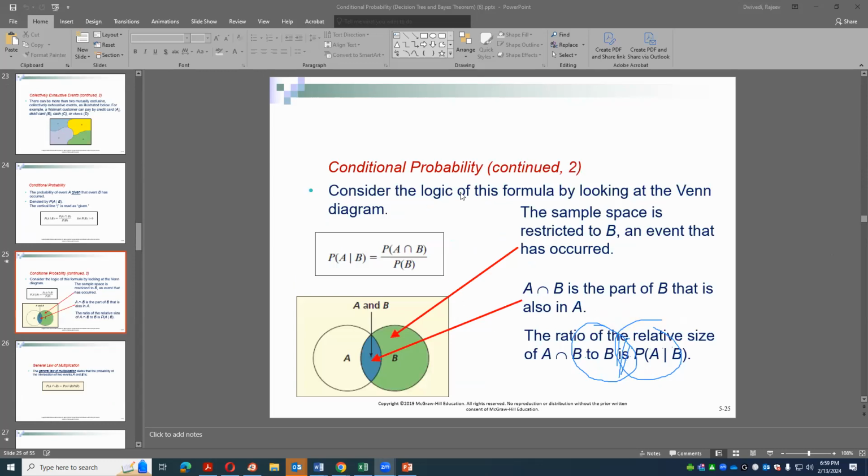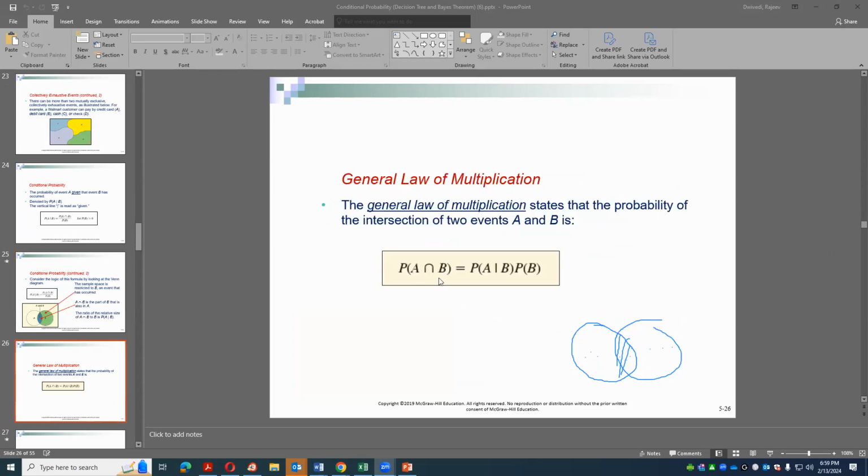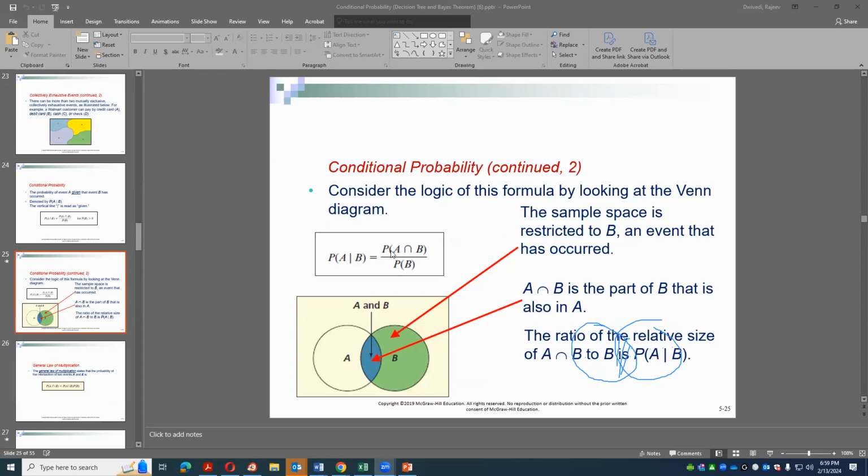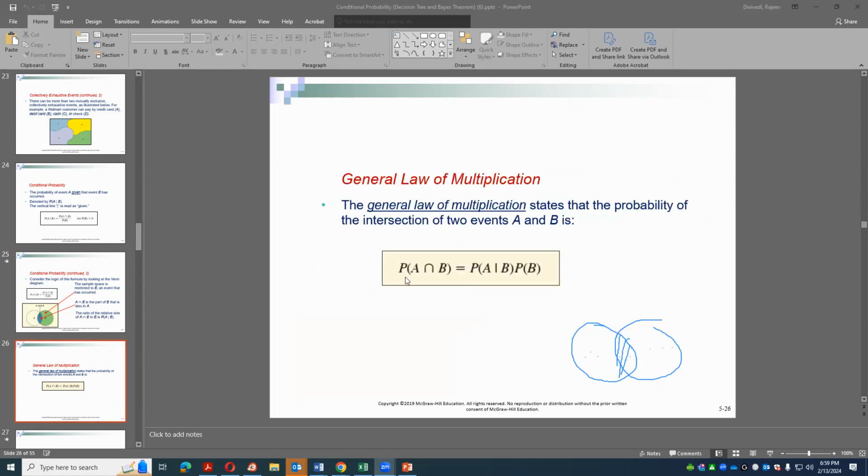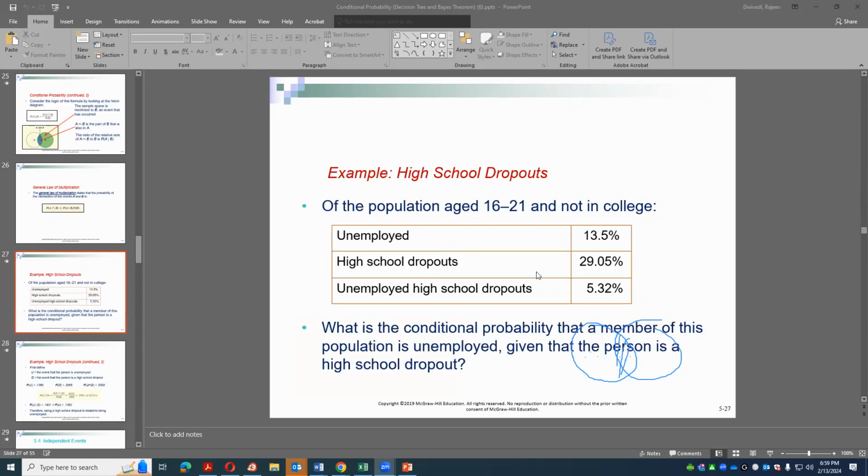So this is nothing but just changing the formula or equation. This formula, I want to know probability of A and B. So probability of B is denominator, I can put on this side. So probability of A condition B and probability of B.